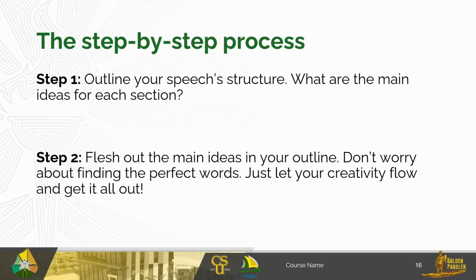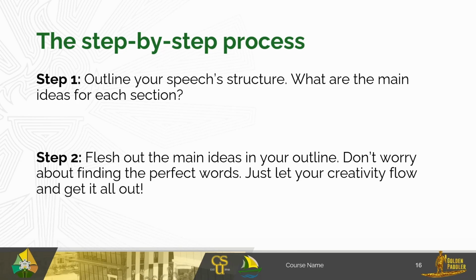This time, let's talk about the step-by-step process of writing your speech. Step 1. Outline your speech's structure. What are the main ideas for each section? Begin by outlining the main ideas for each section of your speech to ensure a coherent flow.